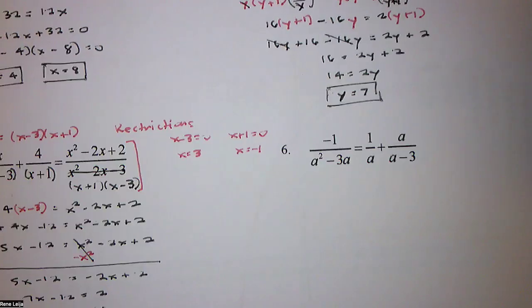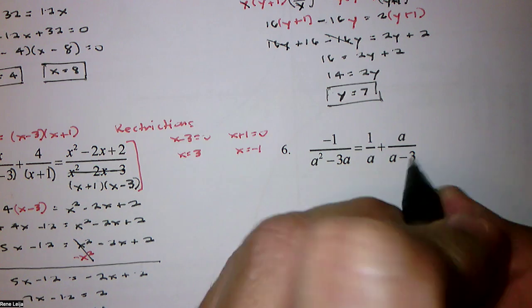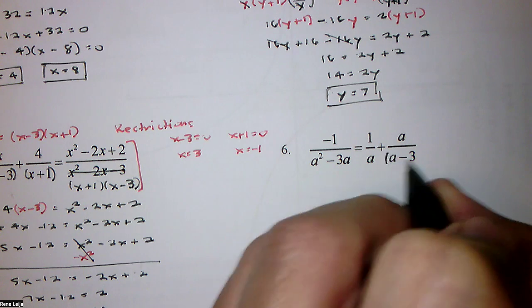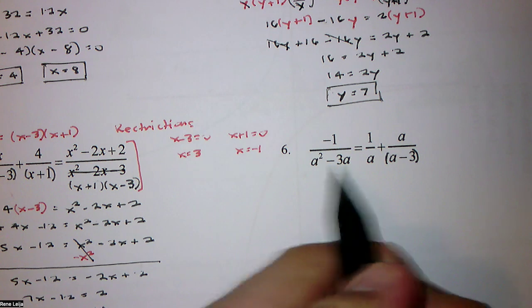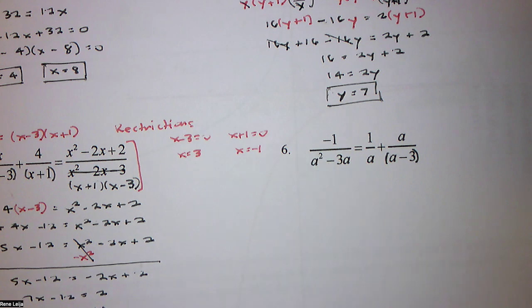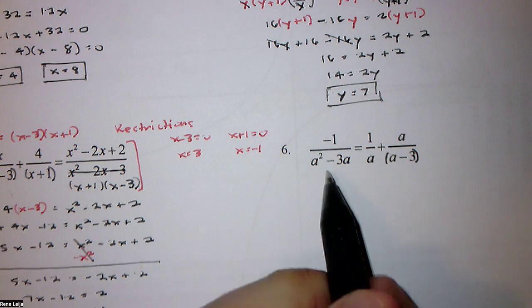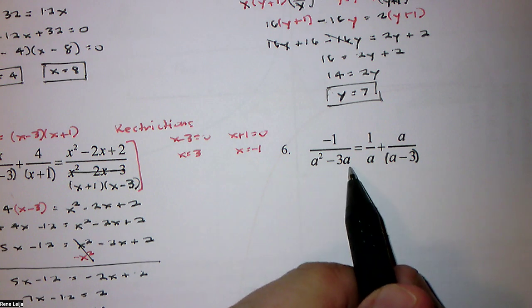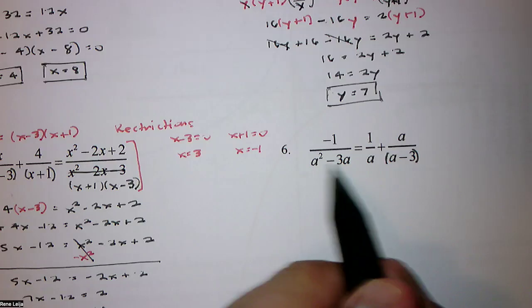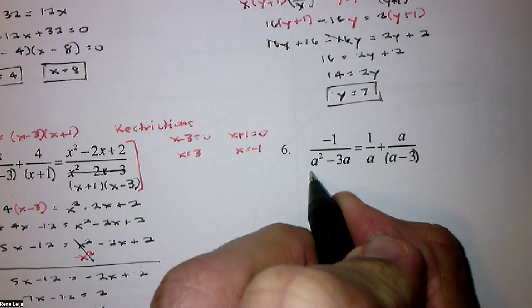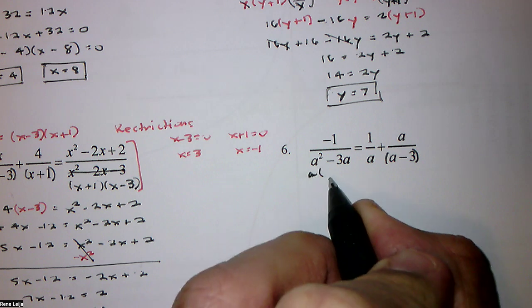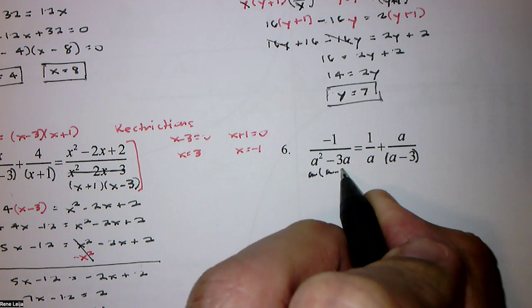Okay. All right. Number 6. So I have this binomial. So I wrap that in parentheses. And normally I would say, well, you've got a binomial here, and so let's wrap it in parentheses. However, look at what you have. Look closely at what this is. A squared minus 3a. So notice they have a common factor. And that's a common factor of an a. So when you take that out, you're left with a minus 3.